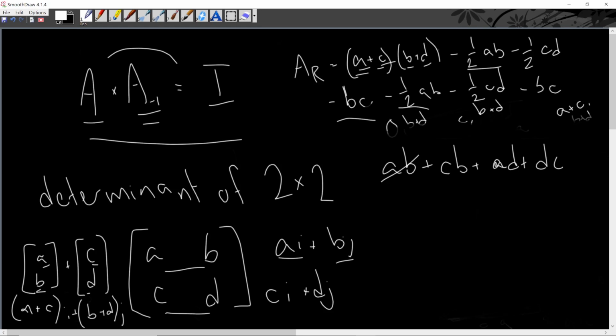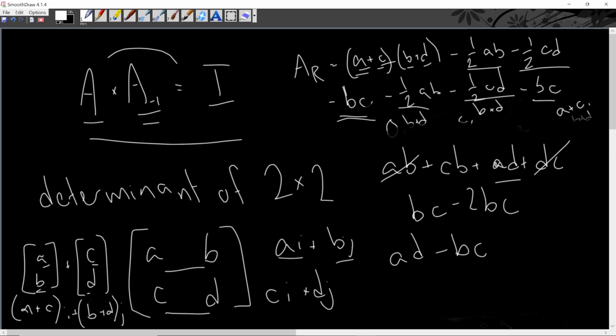So this is no longer part of this. And then minus 1/2 CD minus 1/2 CD, so DC is no longer part of this. And then we had two BCs minus two BCs. So BC minus 2 BC is going to be negative BC, and we're left with an AD. So, yep. The determinant of a 2x2 matrix is just the representation of the area of the parallelogram of two composite vectors that can be made from that 2x2 matrix.